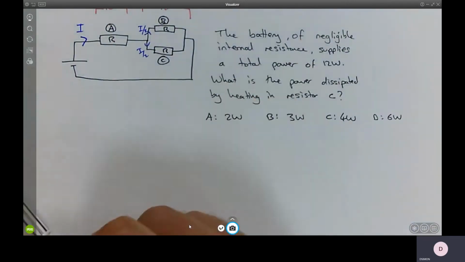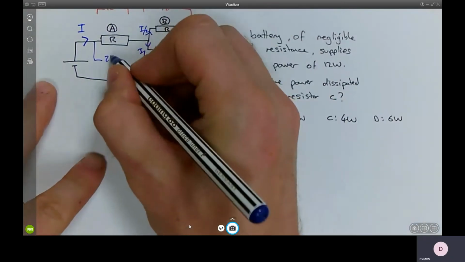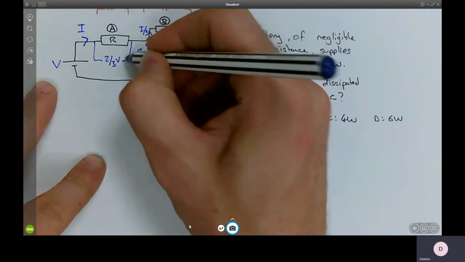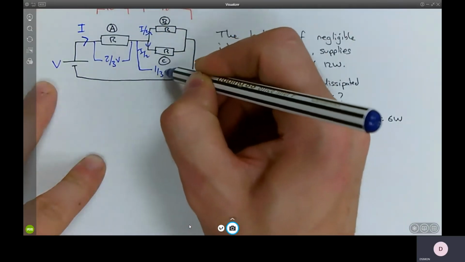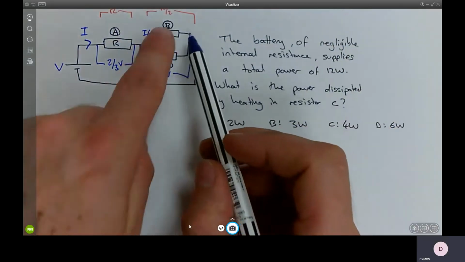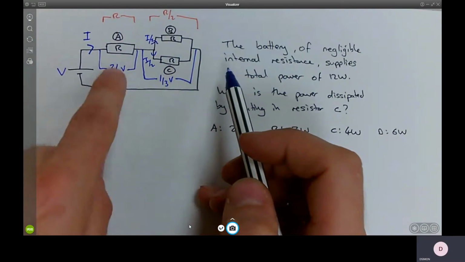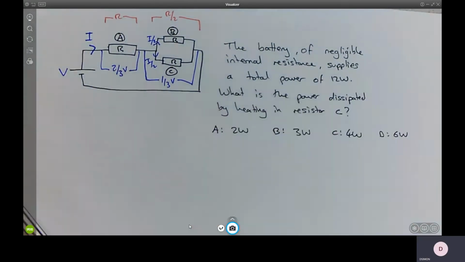So that means that the potential difference across this section is going to be 2/3 of whatever the supply voltage is, and the potential difference across the parallel section will be 1/3 whatever the supply voltage is, and that's because this is half the resistance, so it must get half the potential difference, and this has twice the resistance of this, so it must get twice the potential difference. Now I think we have enough to work out our answer.